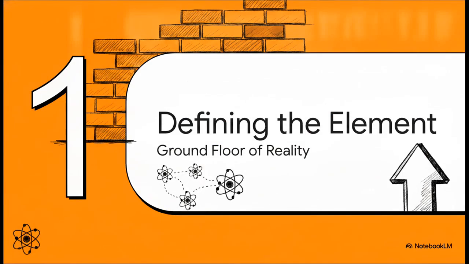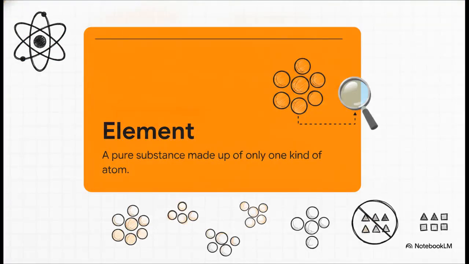Part 1, defining the element. Okay, let's dive into this. An element is a pure substance made up of only one kind of atom. I really want you to focus on those two specific phrases here: pure substance and one kind of atom. This isn't some messy mixture or a blend. If you've got a true element on your hands, it is entirely pure. It contains literally only one specific kind of atomic building block.